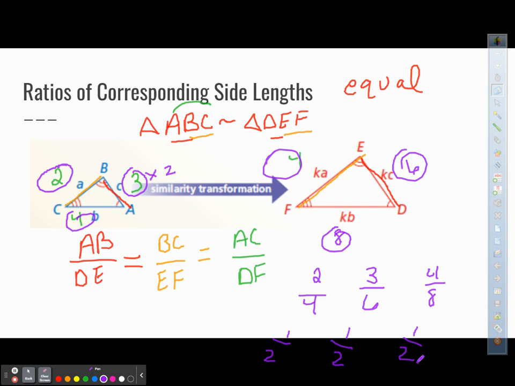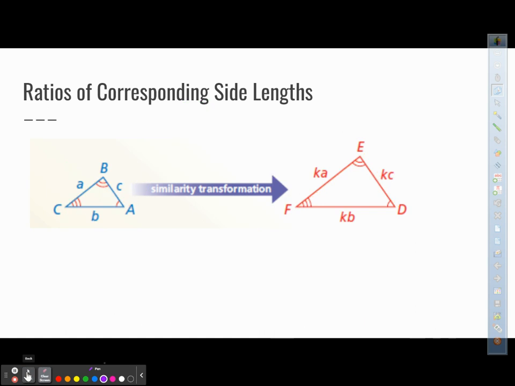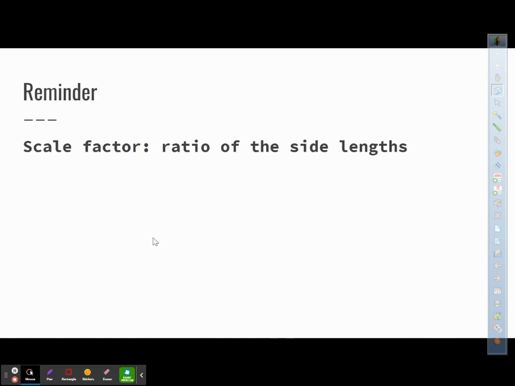All of yours, I whited out the third part, the C. So if you ever see something that says, write the proportionality statement, just ignore it. And I wanted to remind you about scale factor. To find your scale factor, it's the ratio of the side lengths.